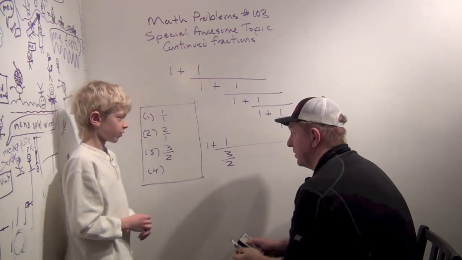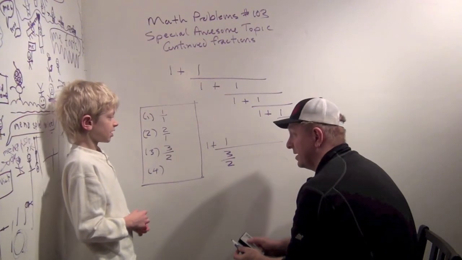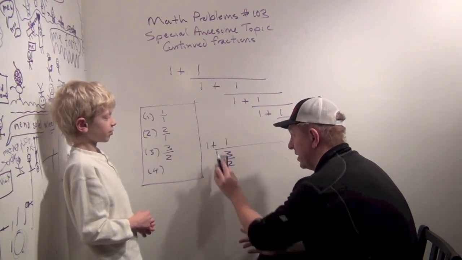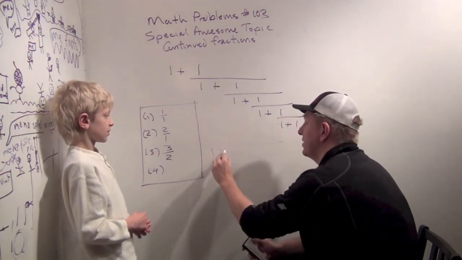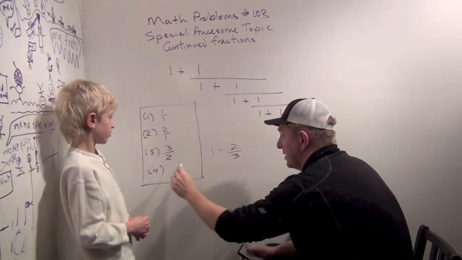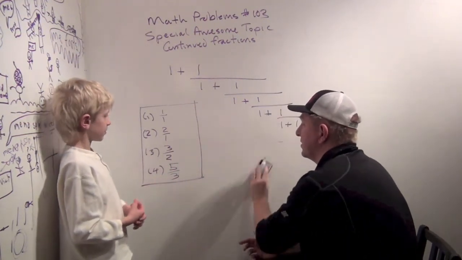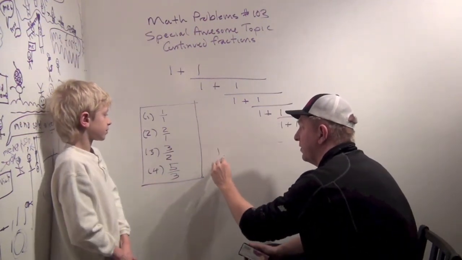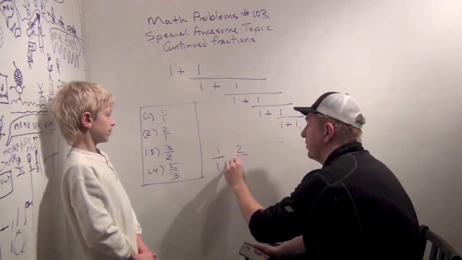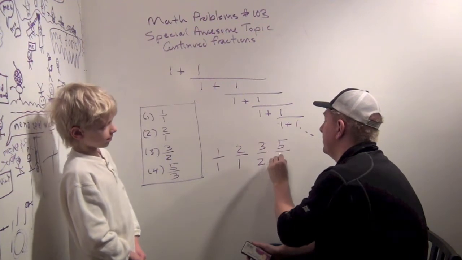This is 1 plus 1 over 3 halves. So we have to do this. And what's that? It's 2/3. So now I get 1 plus 2/3, and 1 plus 2/3 is going to be 5/3. Pretty interesting. So let's look at the fractions that we're getting. 1 over 1, 2 over 1, 3 over 2, 5 over 3.